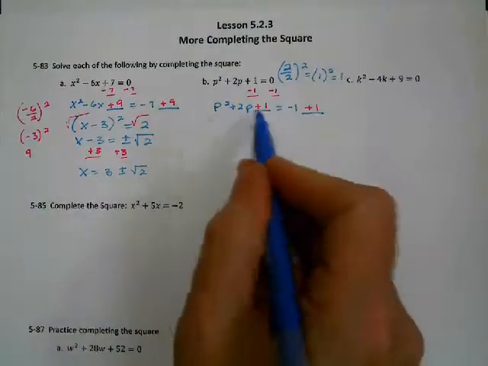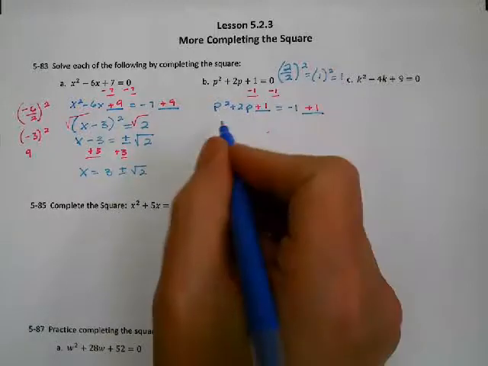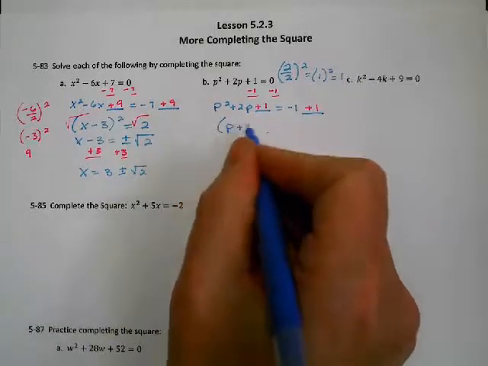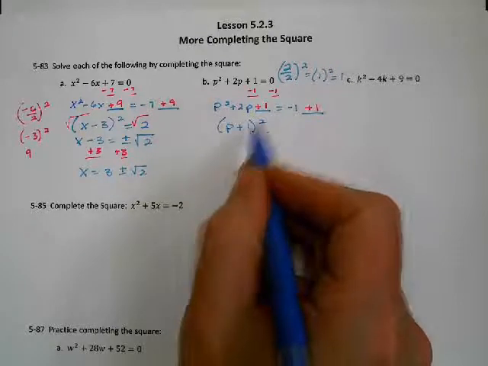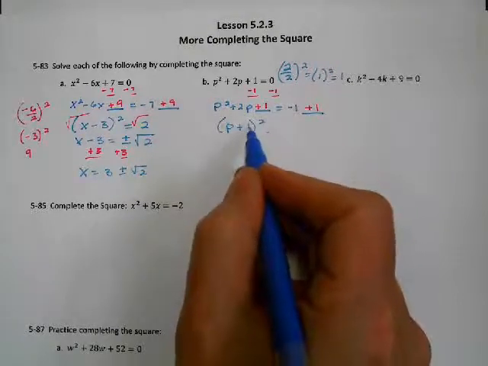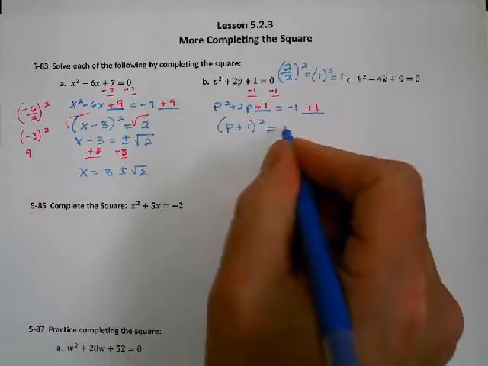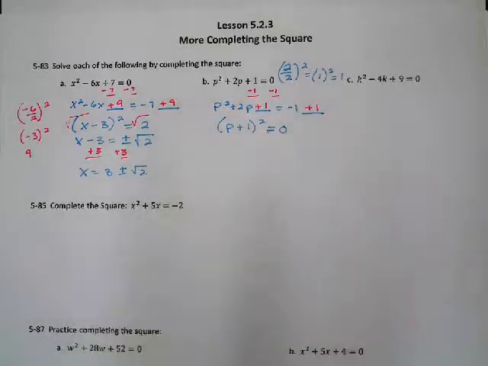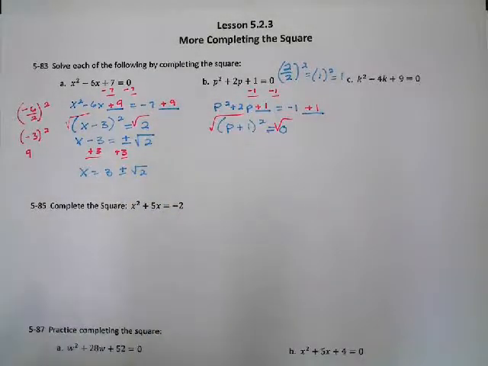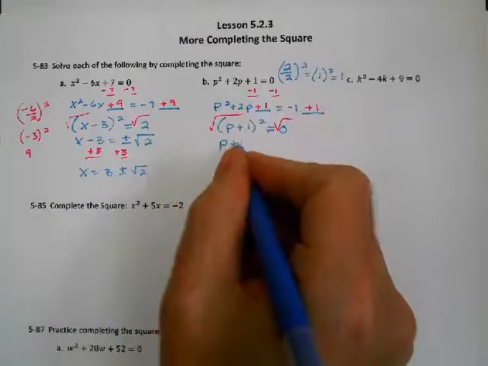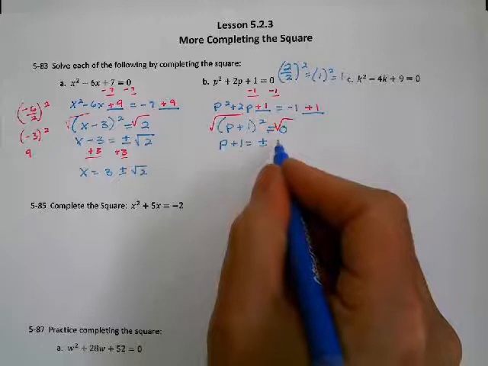So what perfect square did I just make? Well, the number that I squared was 1 over here. So this is going to be p plus 1 squared. Again, we can see the pattern here. This number is double this. This binomial part is squared. On the other side, we get 0, negative 1 plus 1. Okay, now we take the square root from both sides, and we end up with p plus 1 is equal to plus or minus the square root of 0, which is just 0.